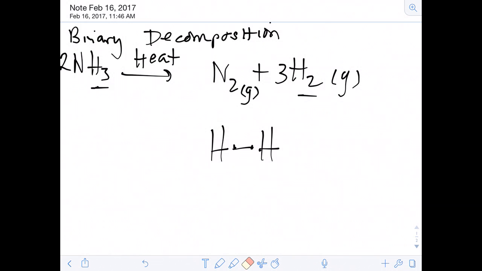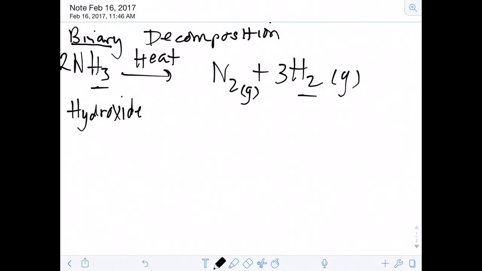So this is the first example I want you to remember. All you do when it's binary, when there's just 2 things, you just break it down into its component pieces. That's simple, right? So the next one, this is a little bit more complicated. So if you have a hydroxide, what's the formula for hydroxide? What do you think? Yep. OH. It's OH minus. It's a polyatomic ion.